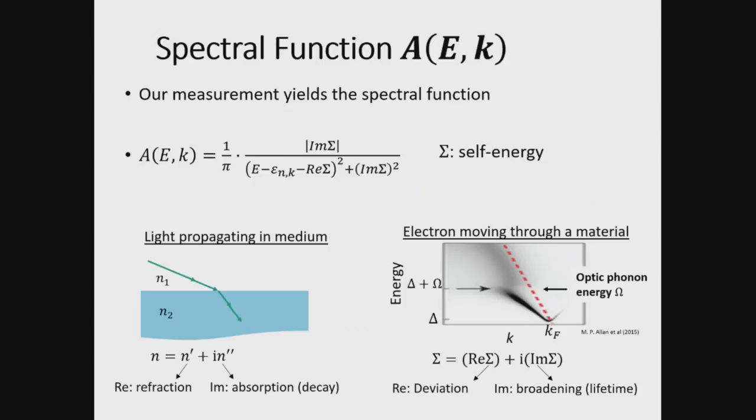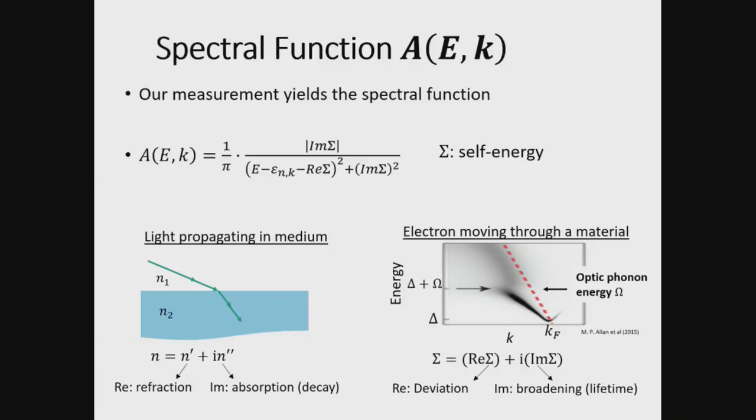So similar to this refractive index, self-energy consists of real and imaginary parts, where the real part describes the deviation from the free particle band dispersion, and the imaginary part, which corresponds to the broadening in the Lorentzian function, describes the scattering or lifetime of the quasiparticle.